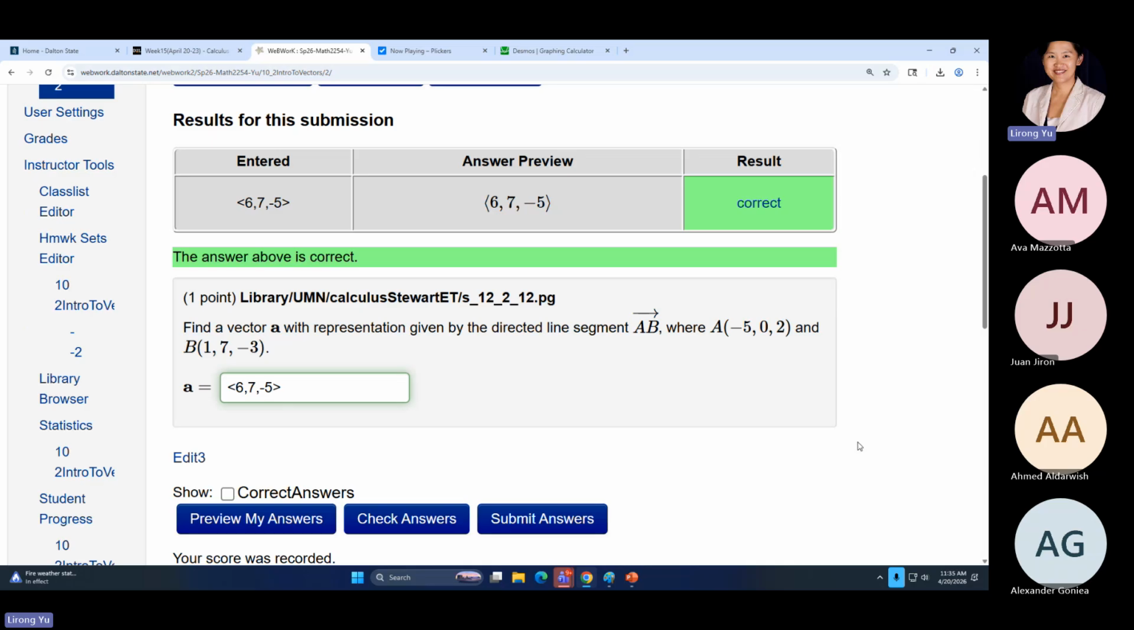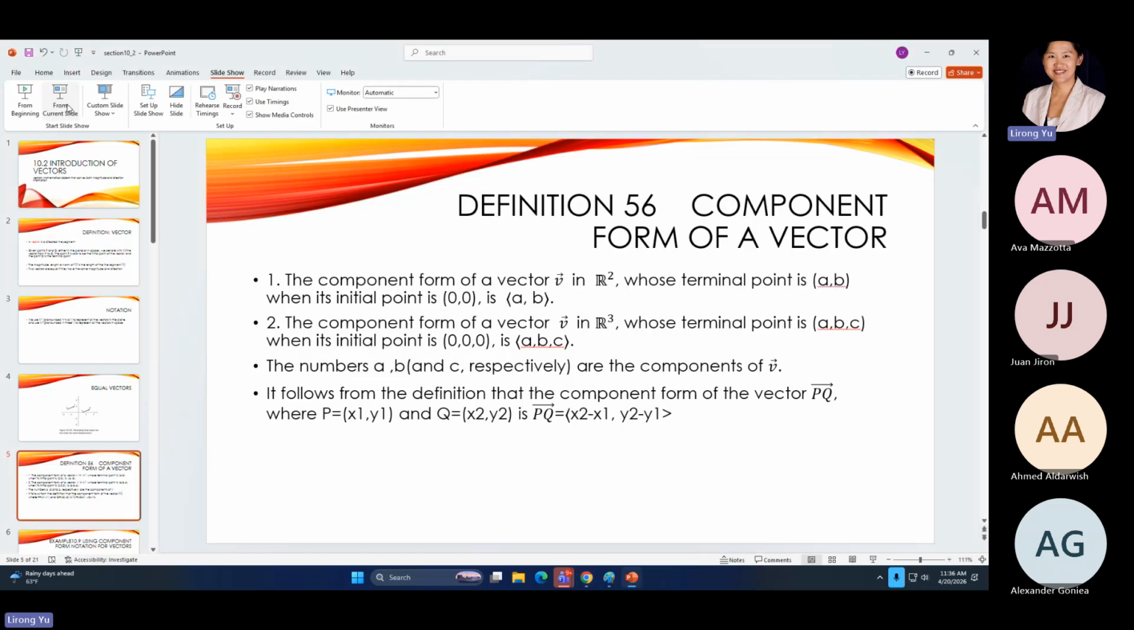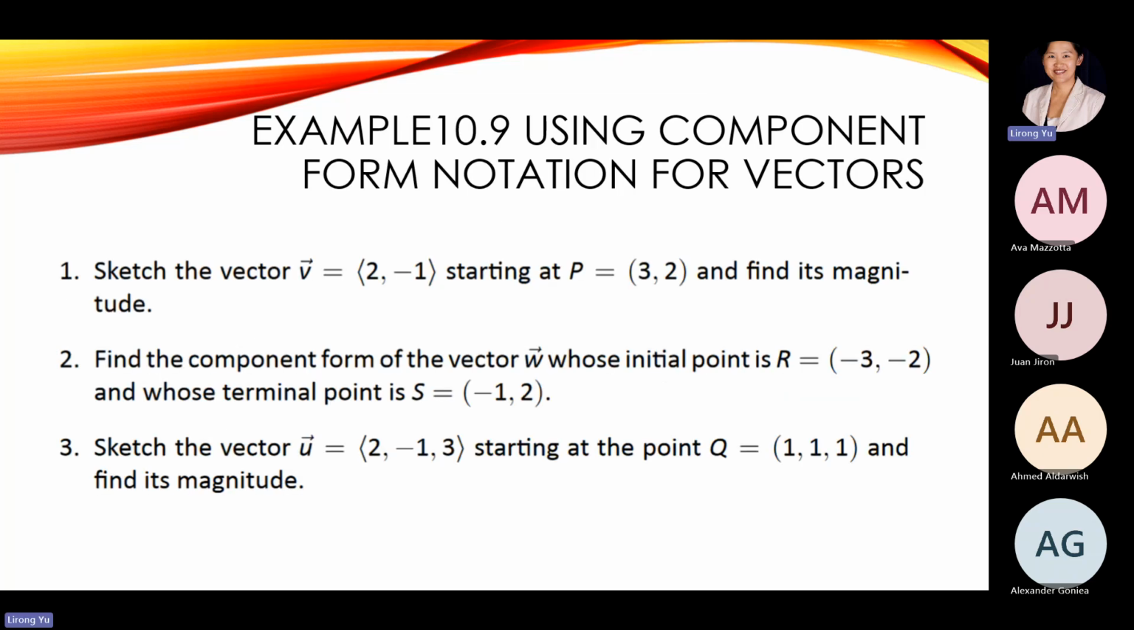Any question? So then you can see this is how you find the component of a vector when the initial point and terminal point are given. We can calculate the x component, the y component, and the z component of the vector. Any question? Right, let's start with that, and then let's look at other situations.